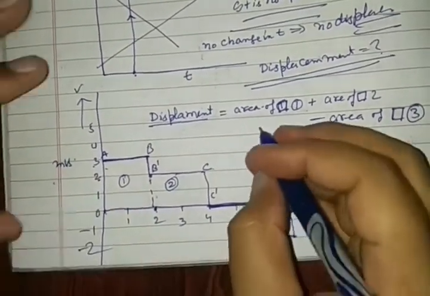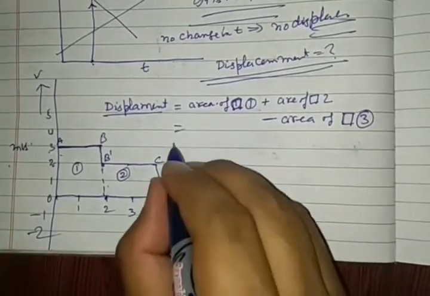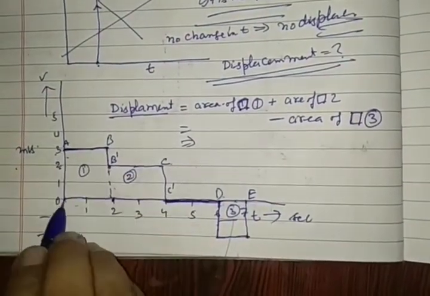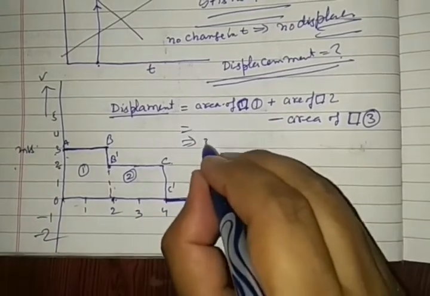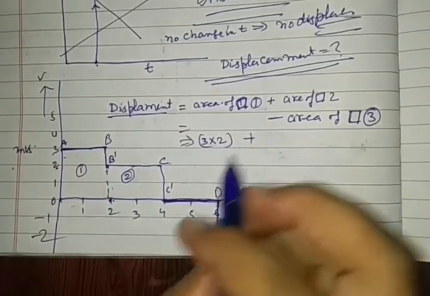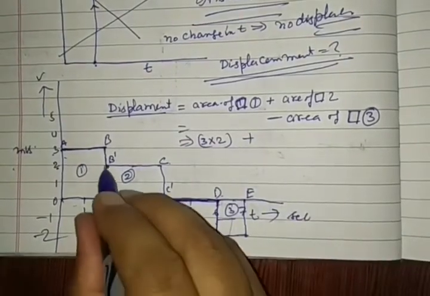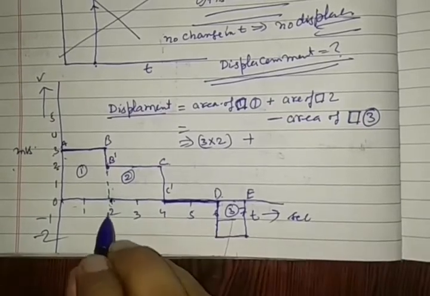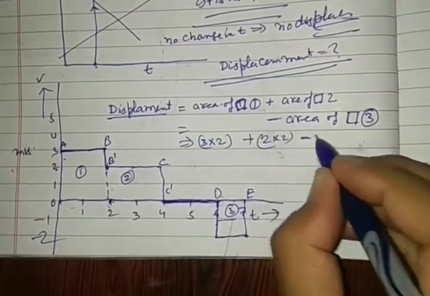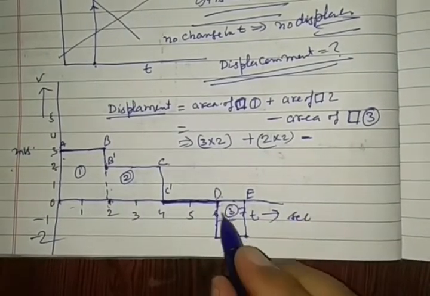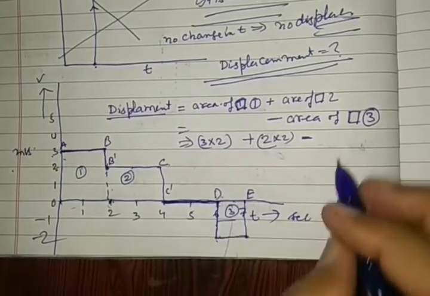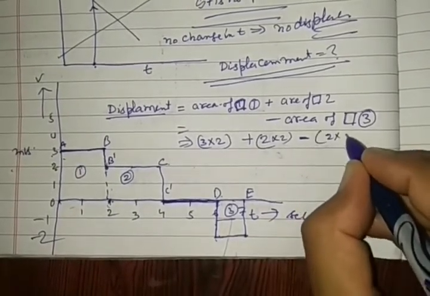Now see, here in this case area of rectangle 1: velocity is 3, time is 2, so 3 into 2. Second, velocity is 2 and time is 2. It is from 2 to 4. So it is 2 into 2, minus area of rectangle 3. See here, velocity is minus 2 and time is 1. It is 2 into 1.